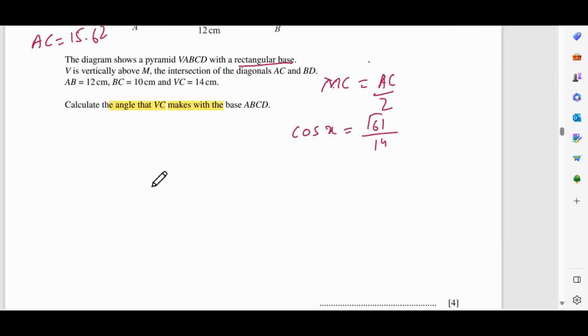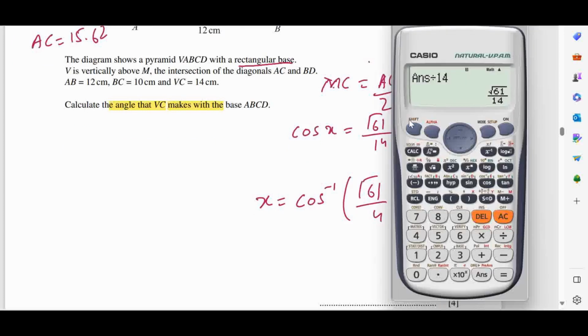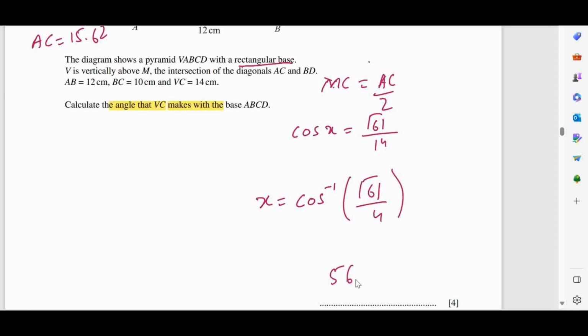Then how to find the angle? X will be equal to cos inverse of this thing. So shift, cos inverse of the answer. This will be 56.9. 56.9 will be the final answer. I hope that the concept is clear.